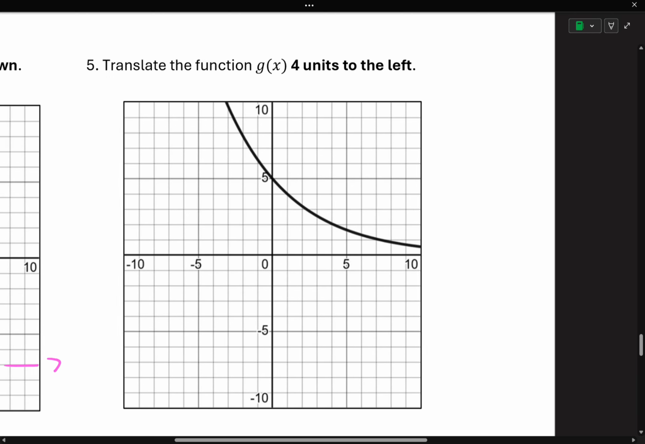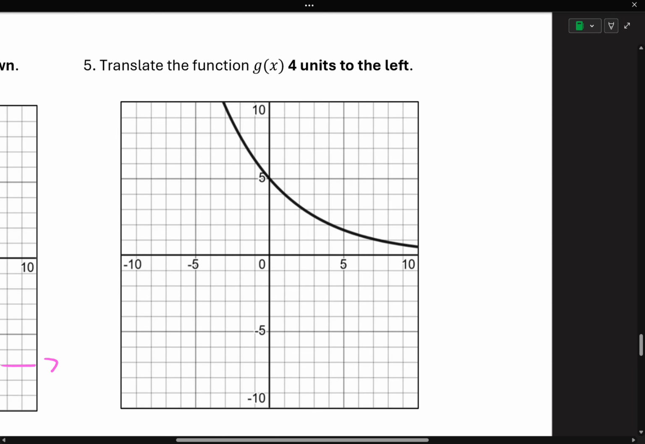In number 5, let's translate 4 to the left. If we're moving left and right, our asymptote doesn't change, so I'm just going to go ahead and redraw it. We're going to do the same thing. Identify some points, move them left. Let's use this one and this one. Can I get a nice third one? Yes. Okay. 3's better. I don't know why, but I feel like 3's better. All right, 4 to the left.